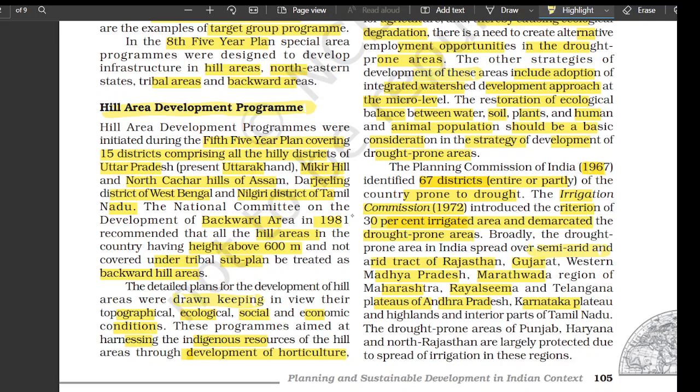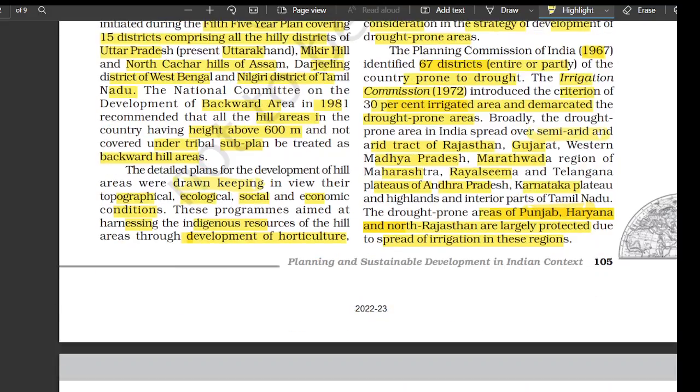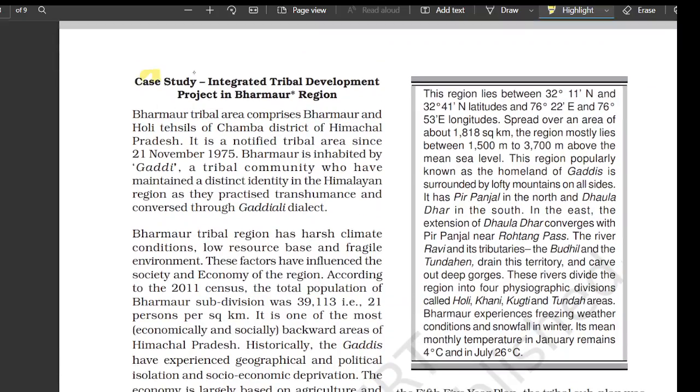The drought-prone areas of Punjab, Haryana, and North Rajasthan are largely protected due to the spread of irrigation in these regions. Case study: Integrated Tribal Development Project in Bharmor region. Bharmor tribal area comprises Bharmor and Holi tehsils of Chamba district of Himachal Pradesh. It has been a notified tribal area since 21 November 1975.